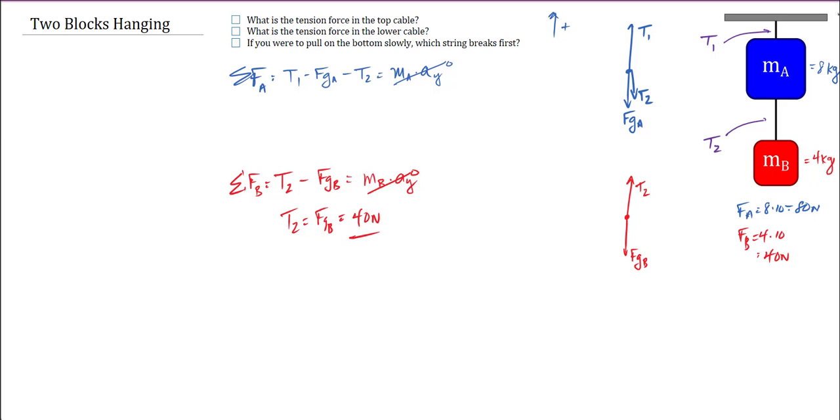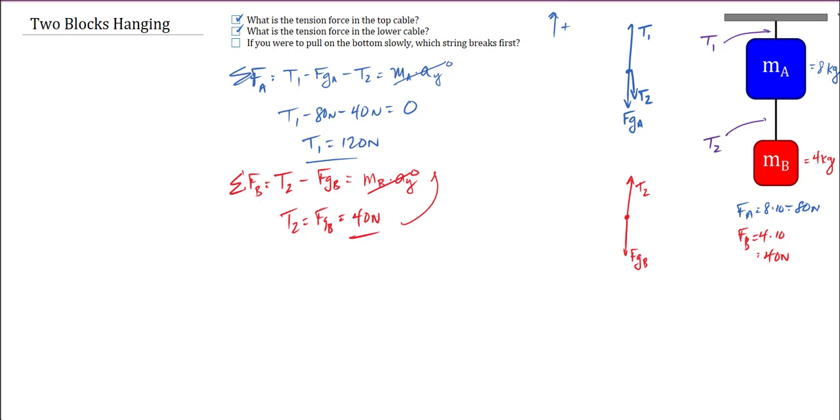So we have T2. Now I can just use that in my other equation and say that tension 1 minus the weight of block A, which is 80 newtons, minus tension 2, which is 40, equals 0. So tension 1 has to equal 120 newtons. We got tension 1. So there are two tensions.